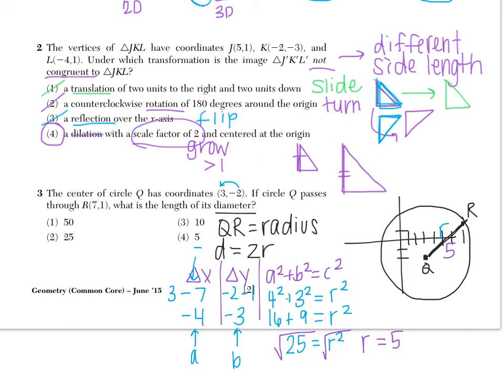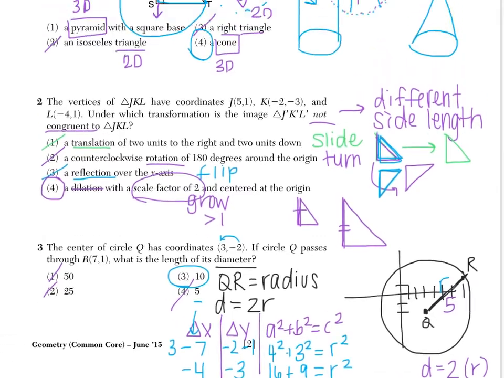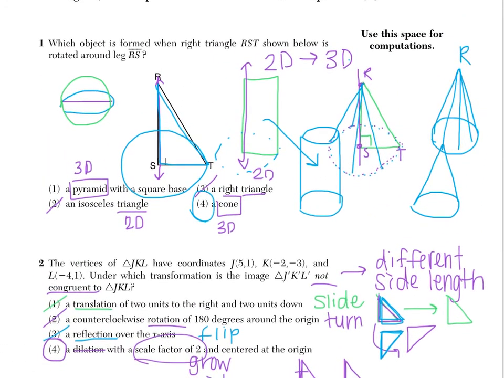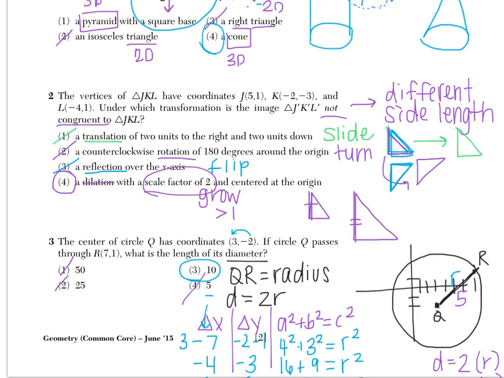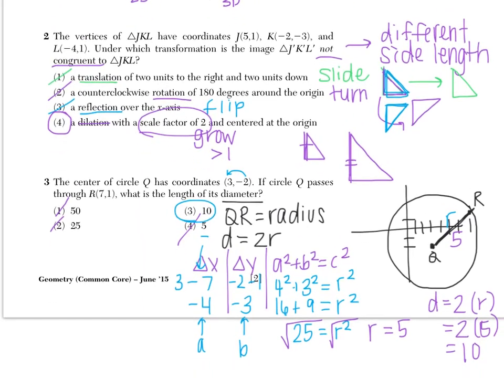But remember that we cannot choose that as our final answer, nor can we choose 25, because that was r squared, nor can we choose 50. So it looks like we're left with 10. And remember that diameter is equal to 2 times the radius. And here again we found the radius is 5. 2 times 5 is 10. So we should end up with choice 3. So again, the answers for this page here, number 1 is 4, number 2 is 4, and number 3 is 3.